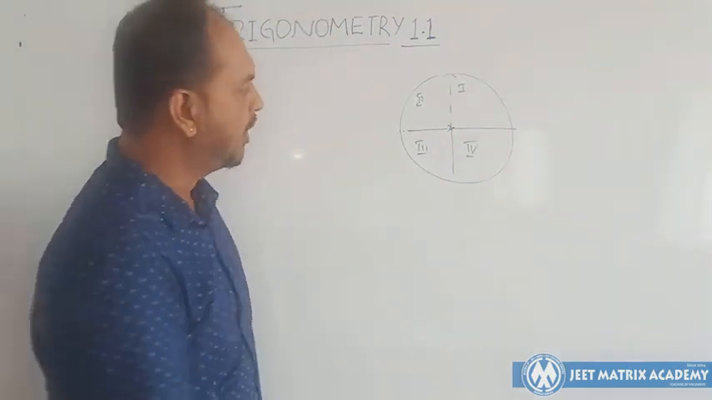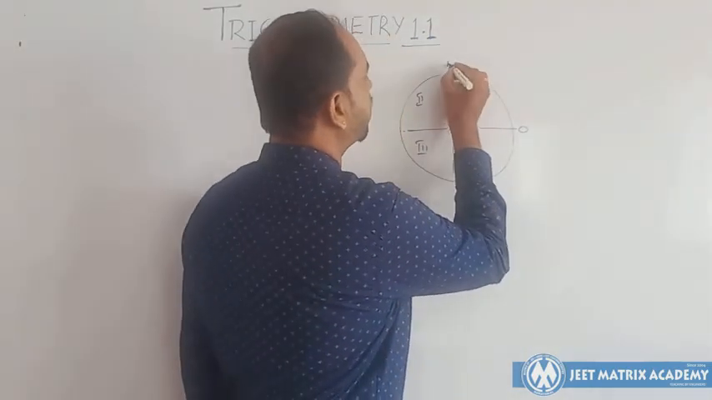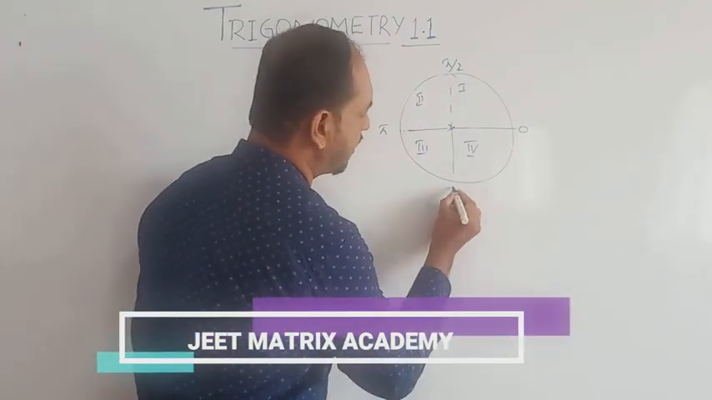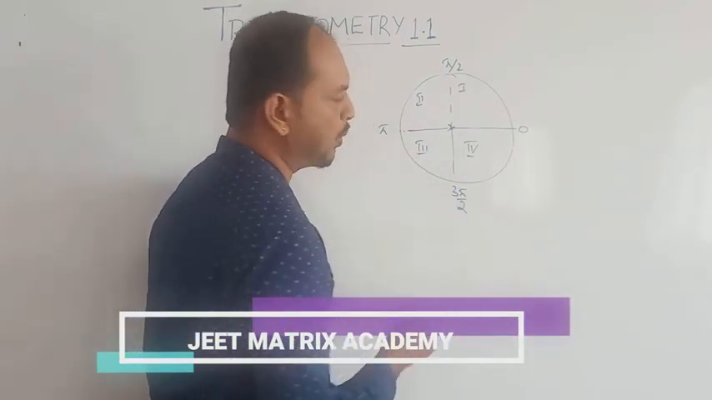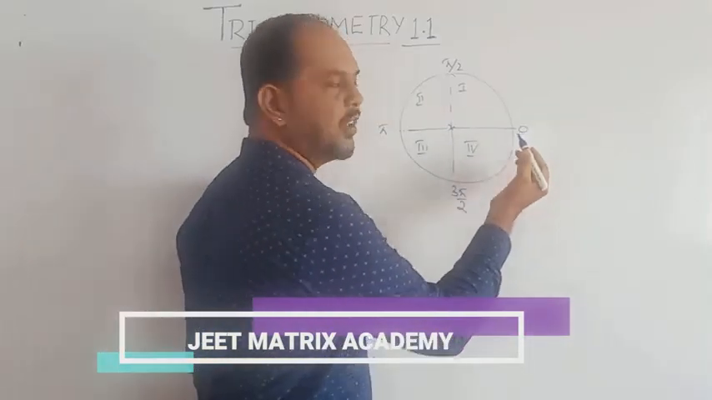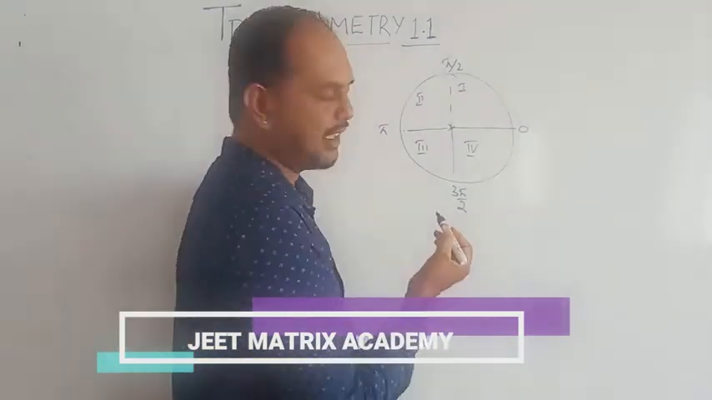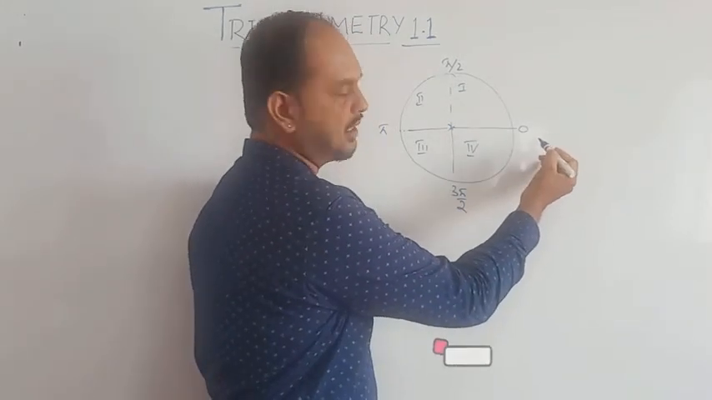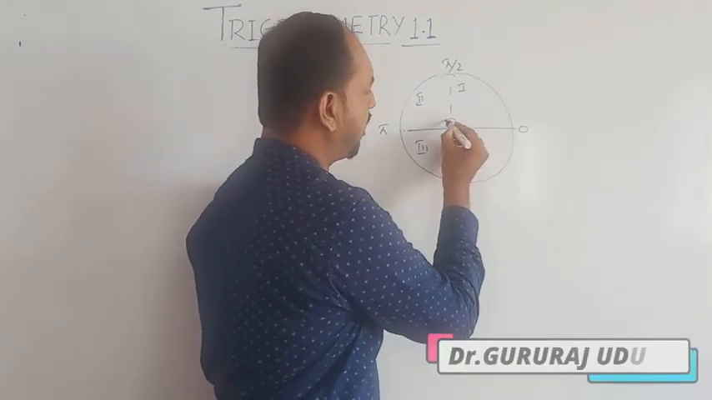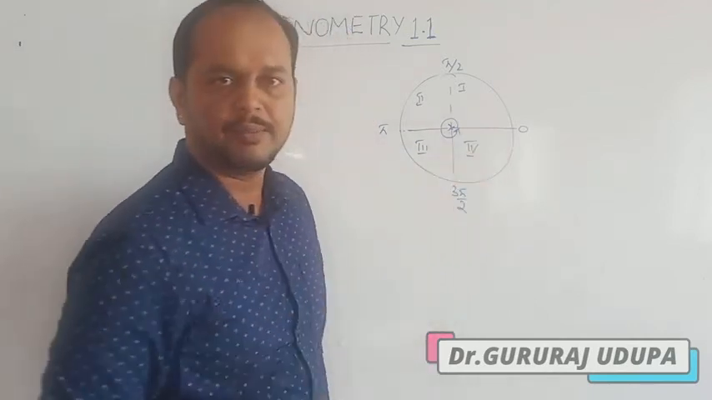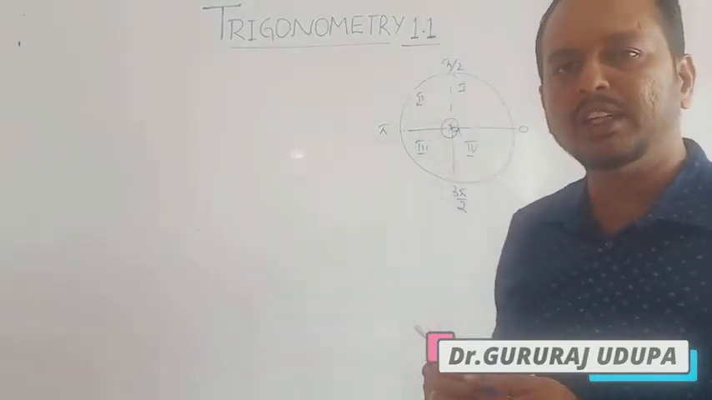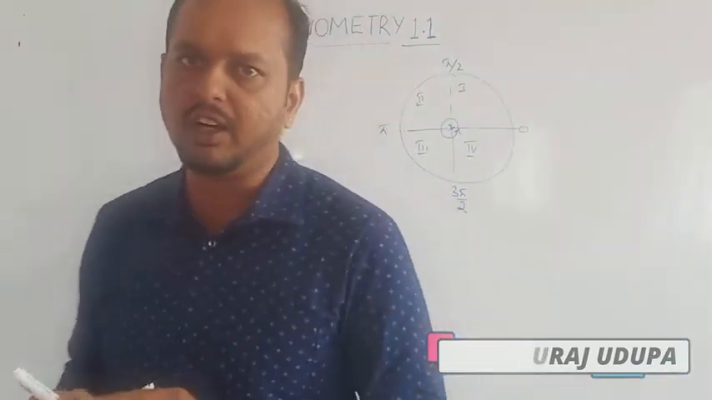Am I right? So this is 0, this is pi by 2, this is pi, this is 3 pi by 2. Again I'll tell you, this is 0, this is 90, this is 180, this is 270. Again it will go to 360, so that is one complete rotation of angle. Now we consider any single point on the circle in the first quadrant.